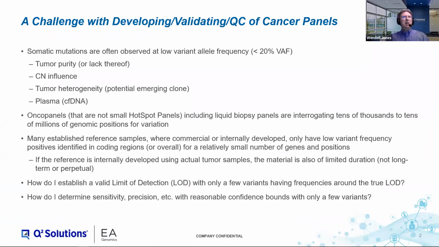There's a challenge with developing and validating cancer panels. Somatic mutations are observed at low allele frequency, usually less than 20% allele frequency, and this can be due to a variety of reasons. For example, you may have low tumor purity. There could be variants that are under copy number influence. There can also be heterogeneity in the tumor, and you may have an emerging clone that has a driver variant at low allele frequency.